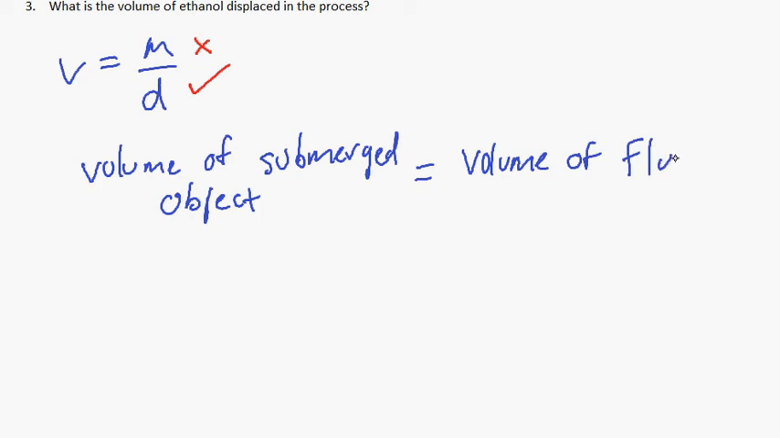To again talk about where this relationship comes from, when we put this block into ethanol and the entire thing is under the surface, the ethanol cannot take up the space that is taken by that block, so anything that was there previously has to have been moved aside somewhere. And this is our definition of being displaced. So we know that the volume of our block will be equal to the volume of the ethanol that's displaced. Since we know the volume of the block to be 8,512 milliliters, that's going to be equal to the volume of displaced ethanol.